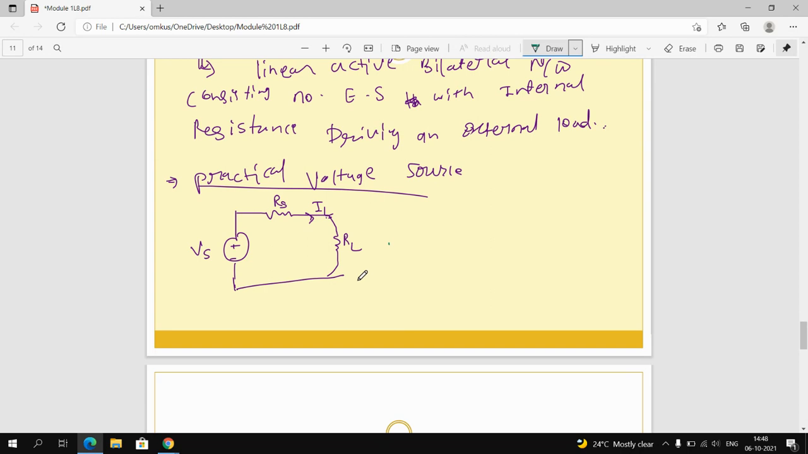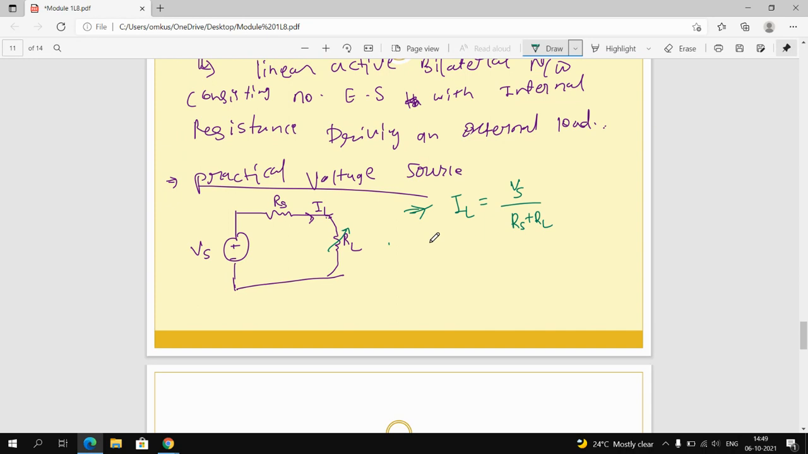Whatever the load is connected to your source, how much resistance should you keep so that your load can draw maximum power from the source? Okay, so that will be dependent on this internal resistance. So what is the condition now? See, first of all, we find out the load current. What will IL be here? Source voltage divided by total resistance. Okay, that is your load current.